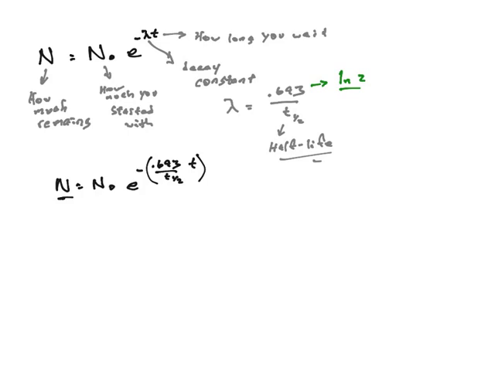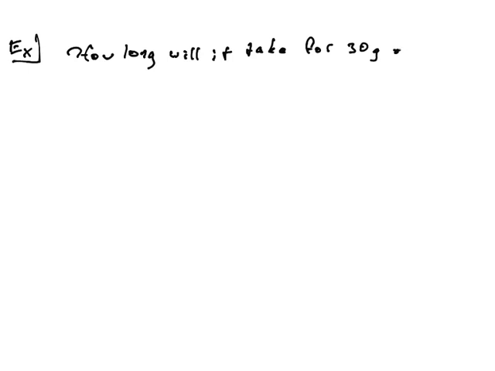I can't tell you exactly what will happen, but what I can tell you is very, very accurate. So let's do an example, or maybe a couple of examples, of how a problem with radioactive decay may work. Example: How long will it take for 30 grams of radon, Rn, and let's say it's radon-222, to decay down to 7.5 grams?